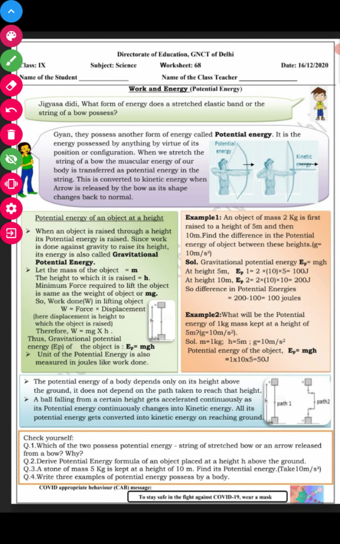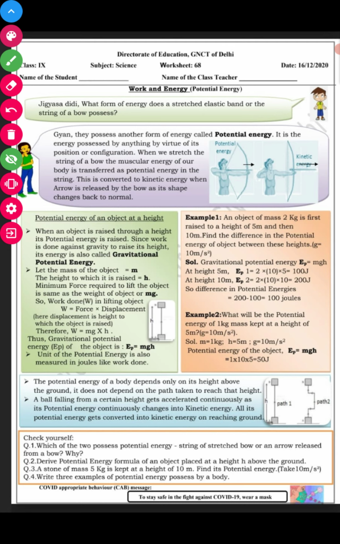Next, a ball falling from a certain height gets accelerated continuously, and its potential energy continuously changes into kinetic energy. If you are on your roof and drop a ball, then that ball falling to the ground gets accelerated continuously, and all its potential energy gets converted to kinetic energy on reaching the ground, because at this state the height becomes 0. So all potential energy is converted into kinetic energy.